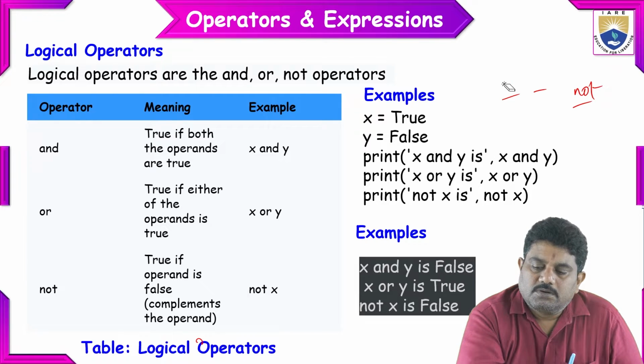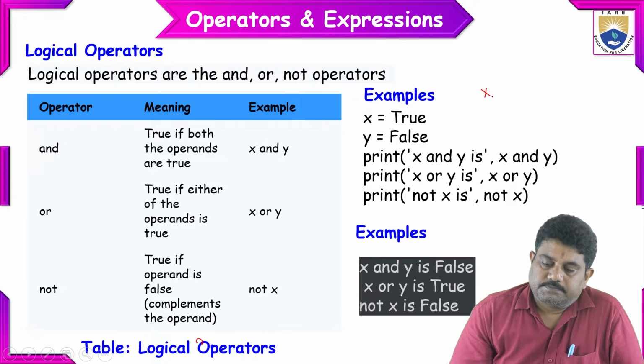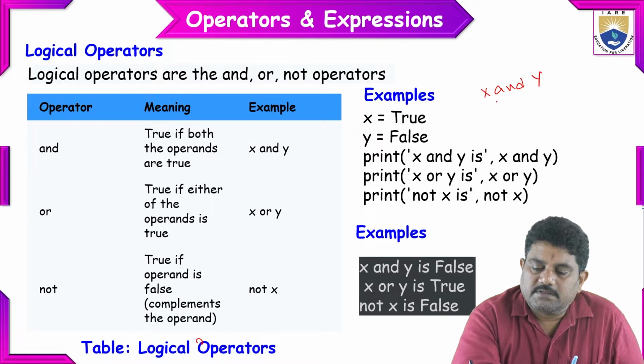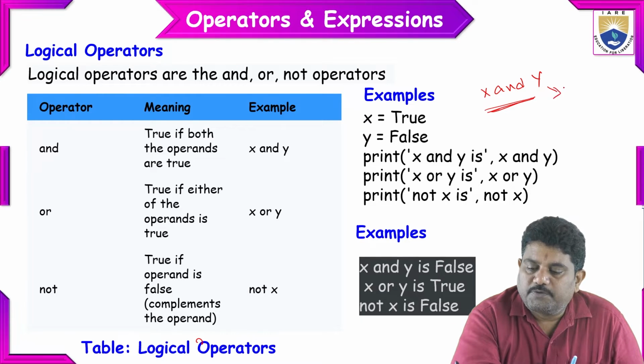Okay. So suppose, for example, if you write like this, x and y, this is an expression, x and y. So these logical operators returns either true or false. So output from the logical expression is either true or false.